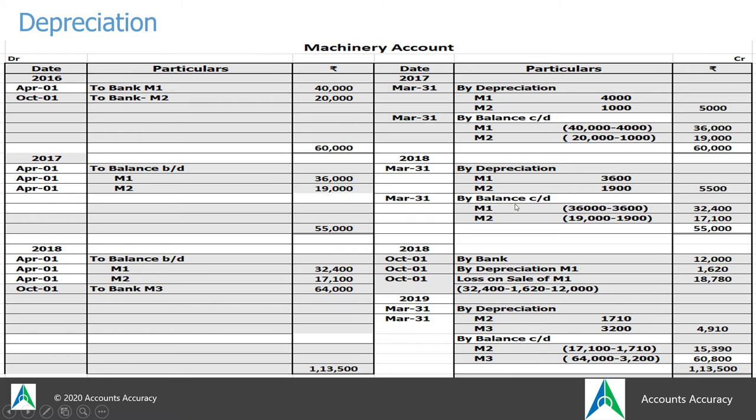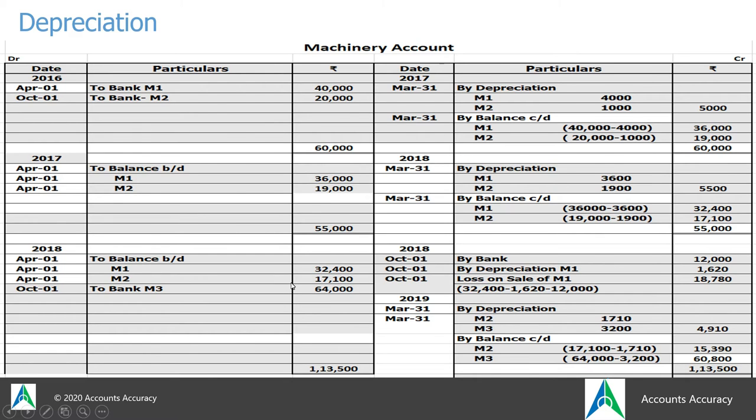Now again we have to calculate the balances of both the machines separately. Here you can see machine 1: from 36,000 we deduct this 3,600, and the reduced value of the machine becomes 32,400. Machine 2: from 19,000 we deduct the depreciation of 1,900 for the year, and its value becomes 17,100. These two values will be posted diagonally in the next year, that is 2018, as the balance for the third year.